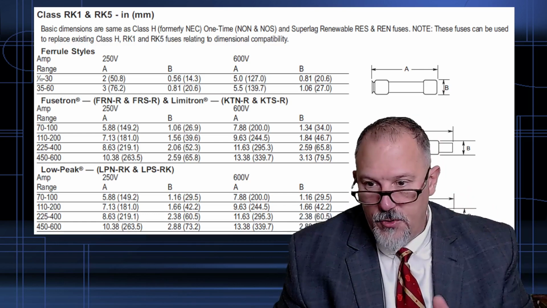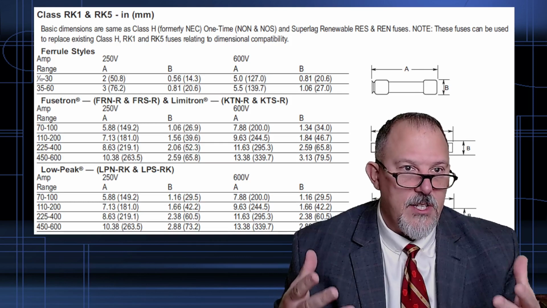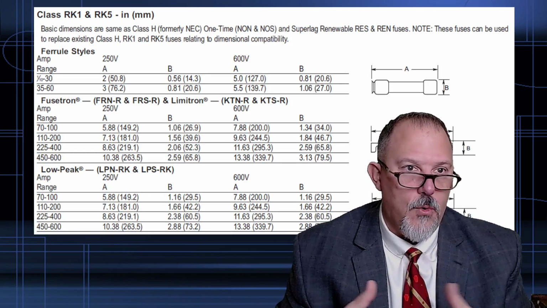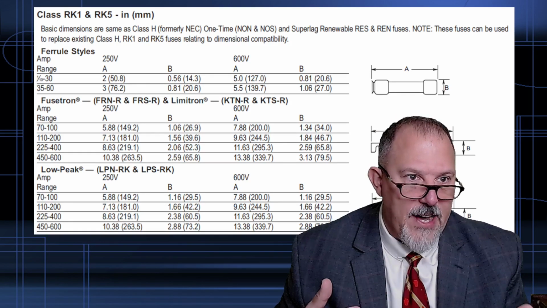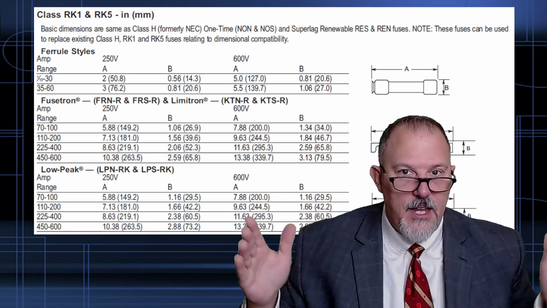So remember I told you about the standards. This is your basic dimensions for a class RK1 and RK5. And there's the ferrule sizes. They'll tell you the ferrule size. They'll tell you the length of the body.